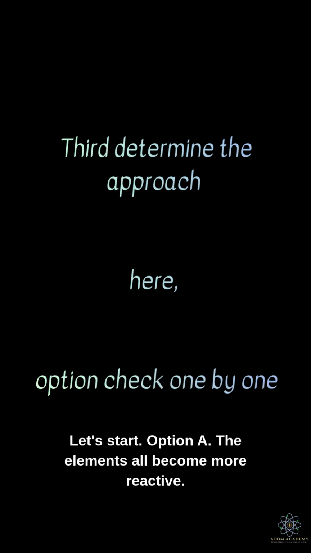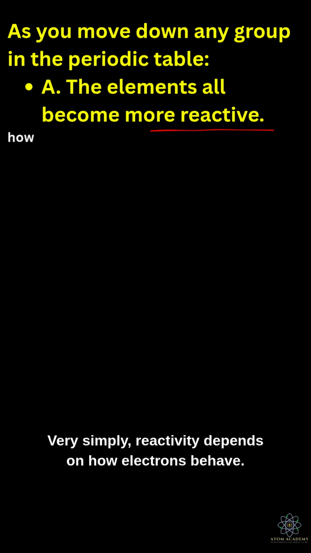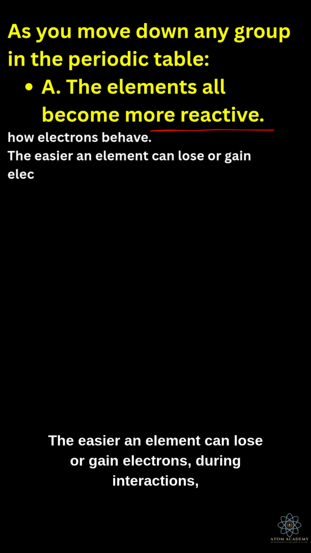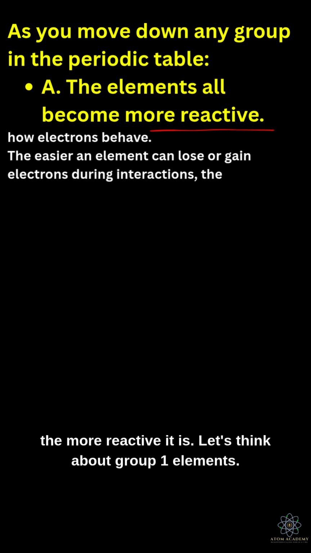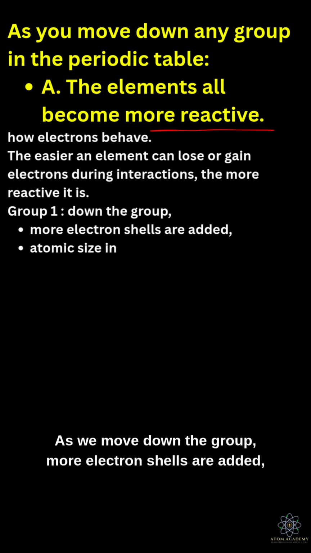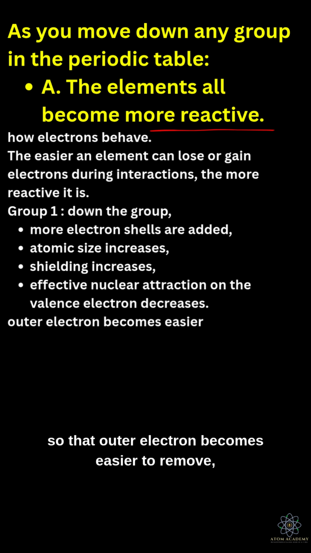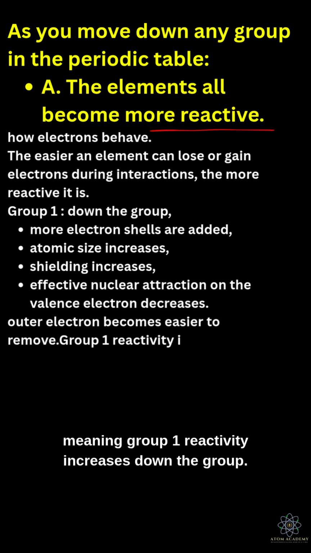Let's start. Option A, the elements all become more reactive. What is reactivity? Very simply, reactivity depends on how electrons behave. The easier an element can lose or gain electrons during interactions, the more reactive it is. Let's think about group 1 elements. They react by losing their single outer electron. As we move down the group, more electron shells are added, atomic size increases, shielding increases, and effective nuclear attraction on the valence electron decreases, so that outer electron becomes easier to remove, meaning group 1 reactivity increases down the group.